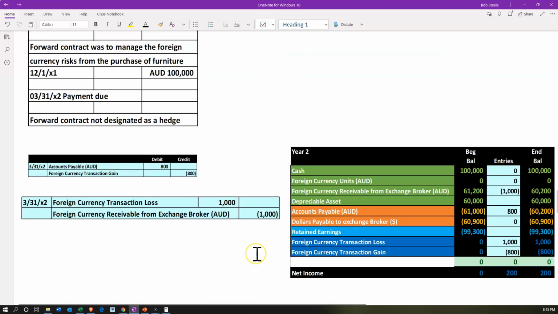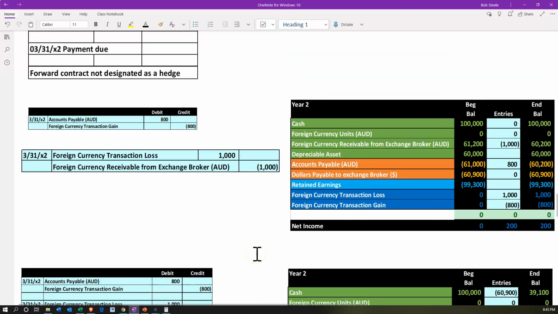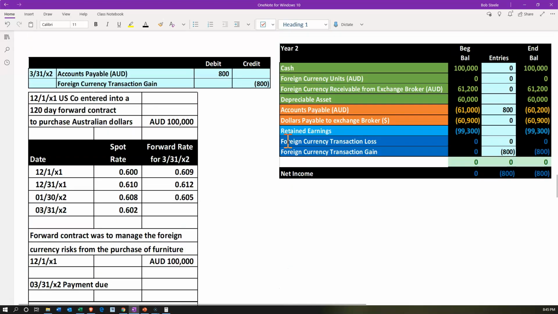Okay, so next item, scrolling on down, is going to be related to the same kind of thing, but now with the receivable. So now we're on the receivable. We're at that ending point at this point in time, so we'll do the same thing. Let's scroll up to where we were before. We were at this receivable, 61,200. Now we're at 3/31, and we were using the forward rate. We're no longer going to be using the forward rate. There is no forward rate showing here for 3/31/x2. Why? Because we're at that point in time.